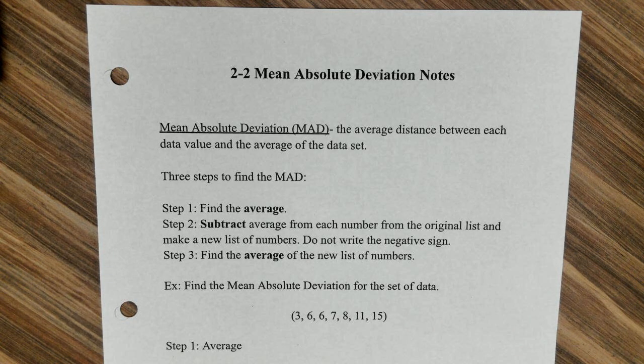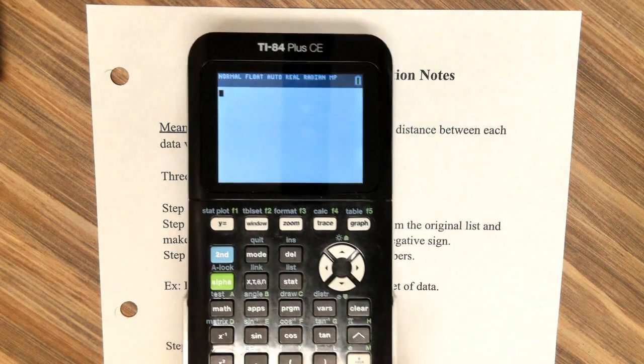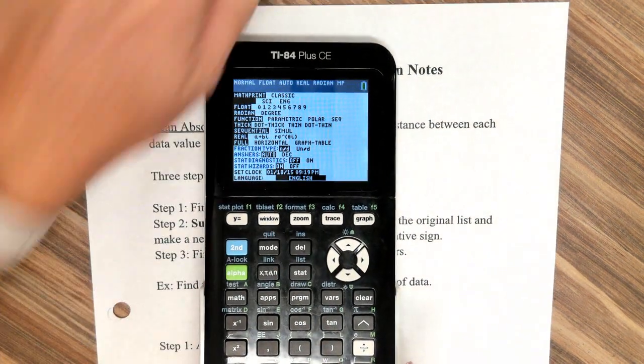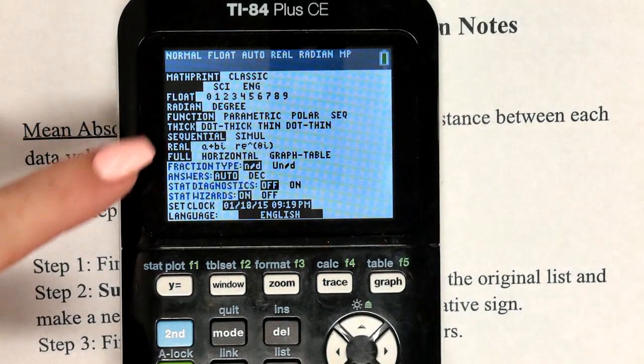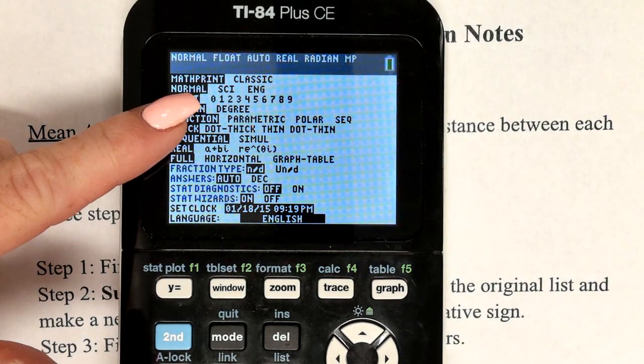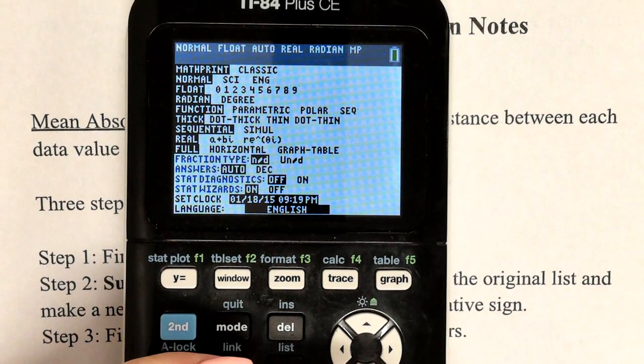Today we're going to learn our last lesson of chapters 1 and 2, called mean absolute deviation. Your calculator is going to do all the work again today, but you're going to have to know what buttons to push, so you need to pay attention. The first thing you want to check is that you're not in SCI or rounding mode. So everybody go to mode. Make sure that you are on normal. So normal should be black. If you're not on normal, go to normal and hit enter.